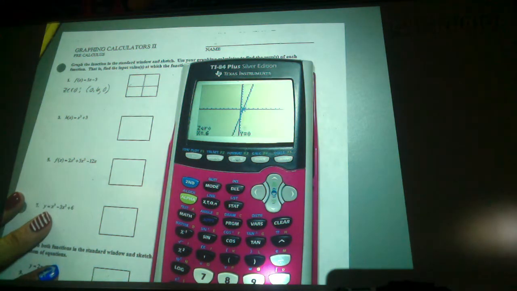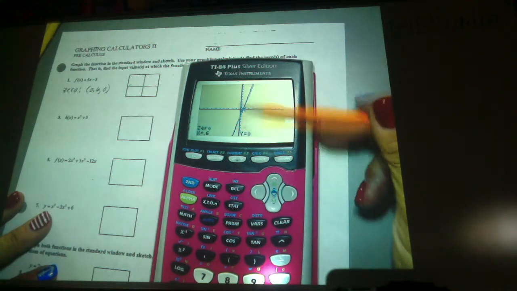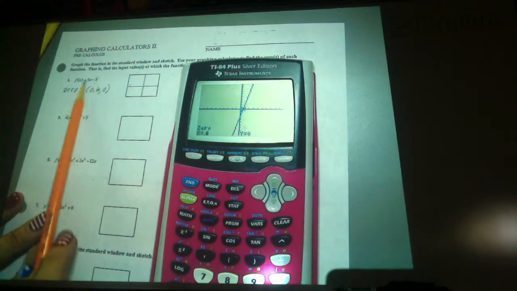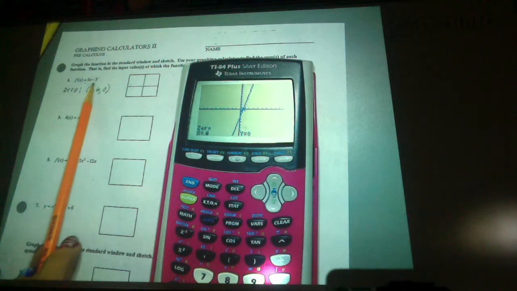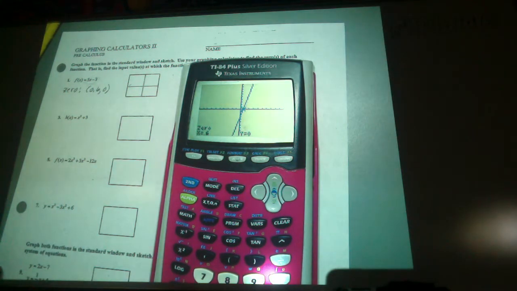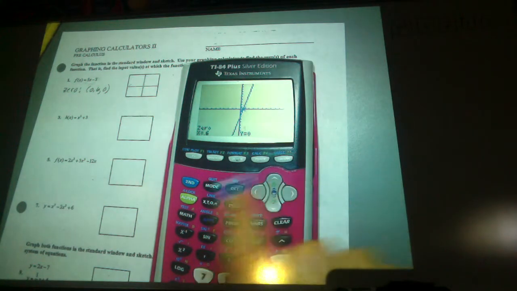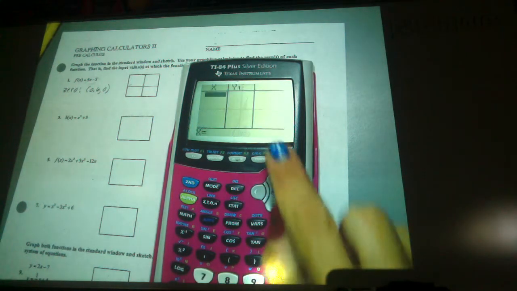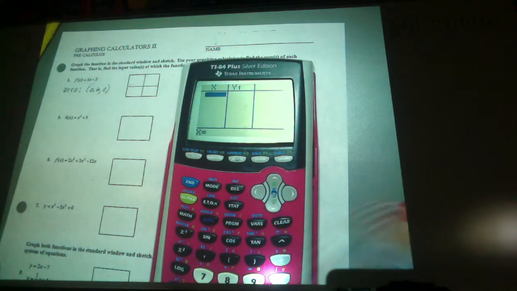Now where's the y-intercept? On the y-axis. What's the value of x on the y-axis? 0. And because this is y equals mx plus b, you ought to be able to tell that the y-intercept is negative 3, but on your table, you can actually find your y-intercept quite easily. So go to your table, which is above graph. You want to hit second function, hit the graph button, it brings you to the table, which should be blank. But because we fixed our table set, you ought to be able to input 0 for the x value, and it should spit out negative 3 for y. Did it? Okay, so that's our y-intercept.